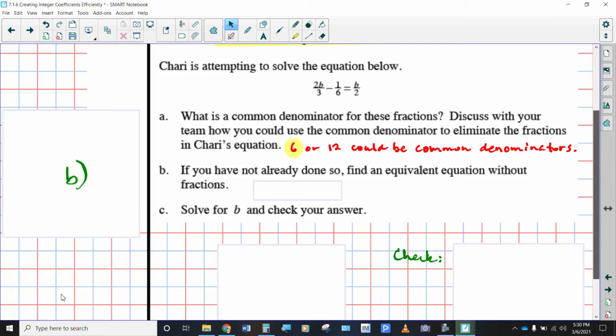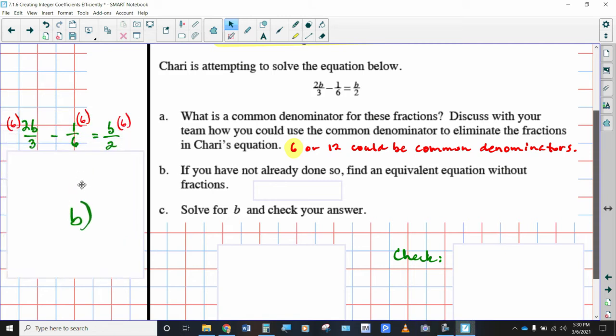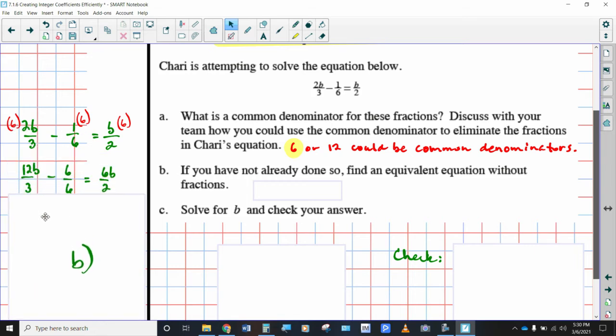All right, so the first part of the process is figuring out your new equation. So we decided 6 would be our multiplier. So when we multiply everything times 6, this becomes 12b over 3. This becomes 6 over 6. This becomes 6b over 2.